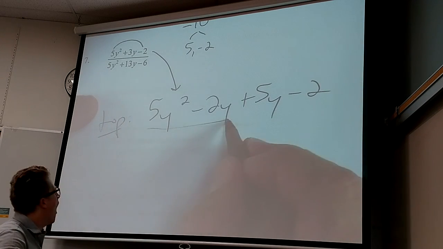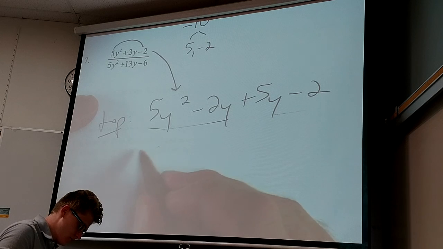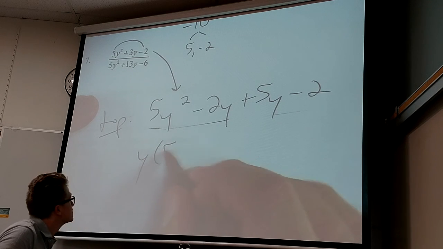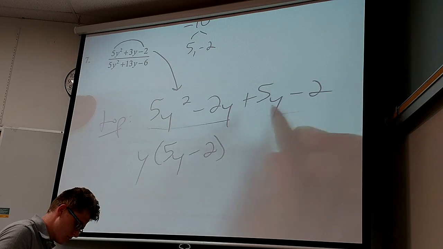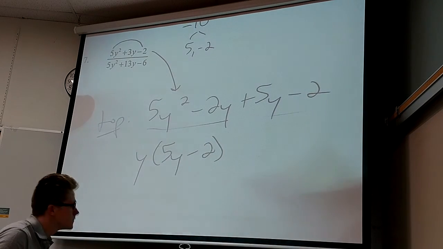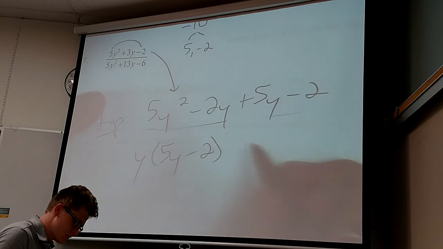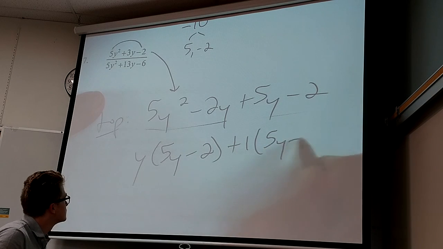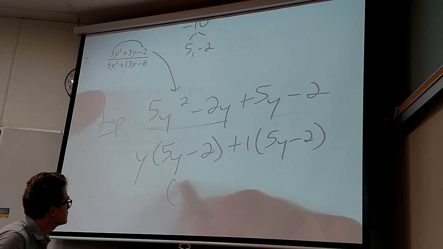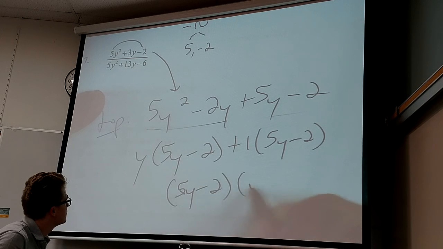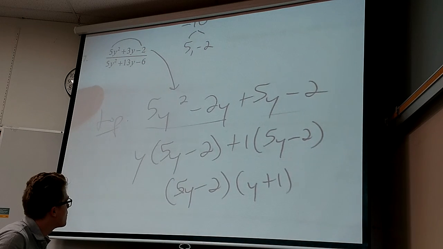What comes out of these two? Y. And if there's nothing that can come out, you're wrong. What can always come out? A 1. So this becomes 5y minus 2, y plus 1. So that's the top.